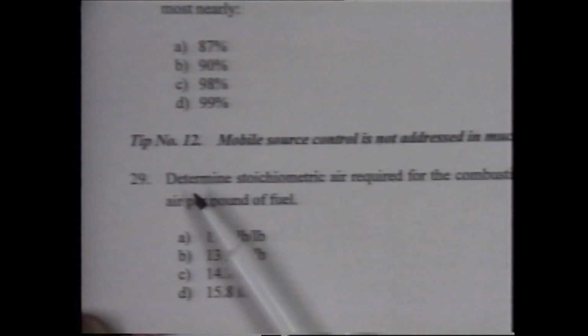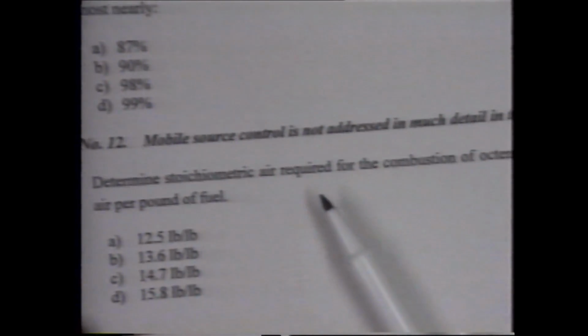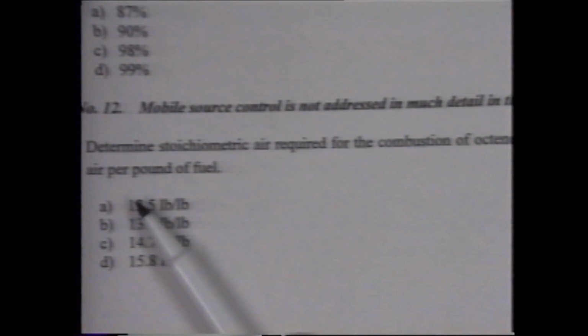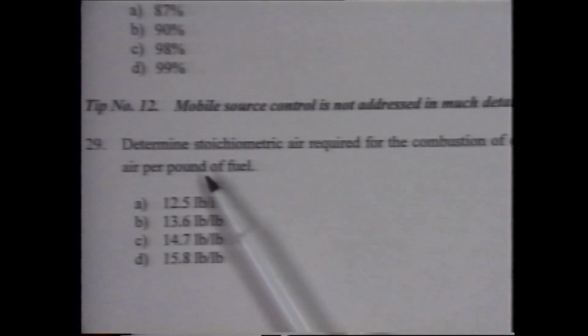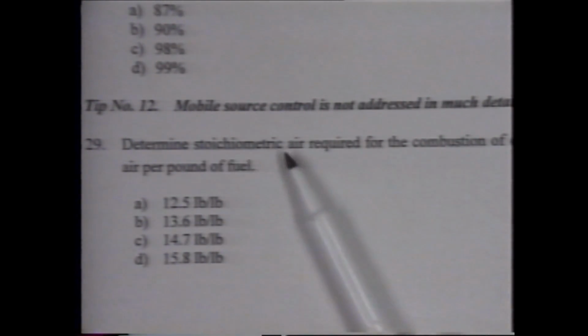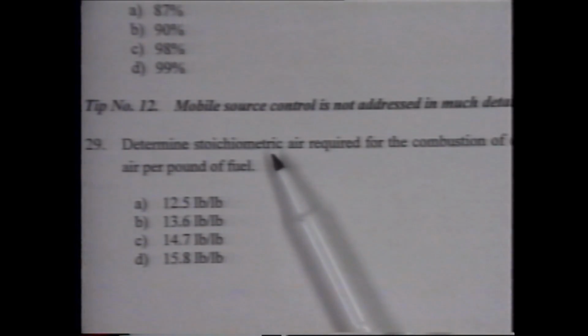Question 29. Determine the stoichiometric air required for combustion of this fuel, octene, which is one of the isomers you'll find in gasoline. And the answer needs to be given in pounds of air per pound of fuel. It's a mass ratio. Oftentimes in fuel combustion, you're looking for mass ratios, not molar ratios.